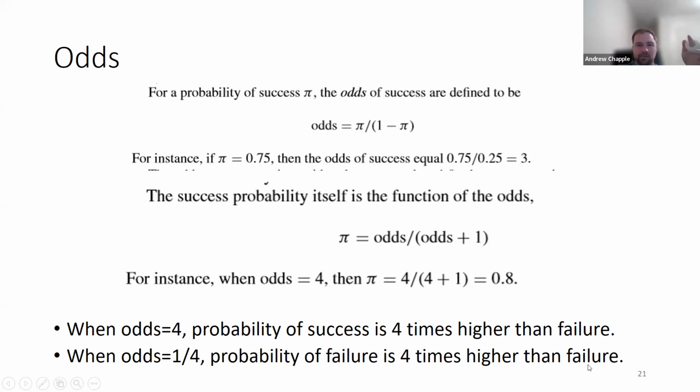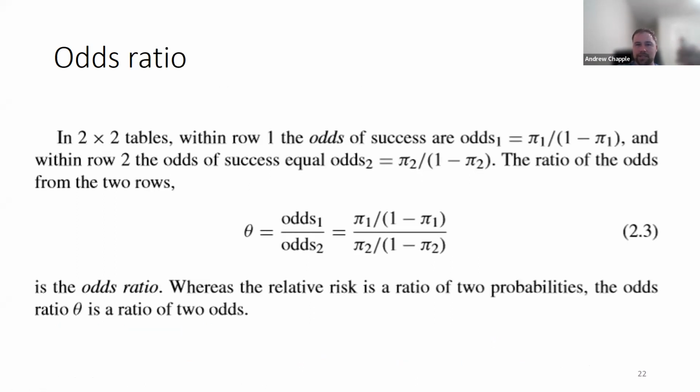Should say success here. The reason we usually do this is people will create odds ratios, which is the ratio, in the example we're talking about, of the odds of diabetes conditional on pregnancy history versus the odds of diabetes conditional on no pregnancy history. So people will create this odds ratio. We'll revisit this again when we talk about logistic regression.